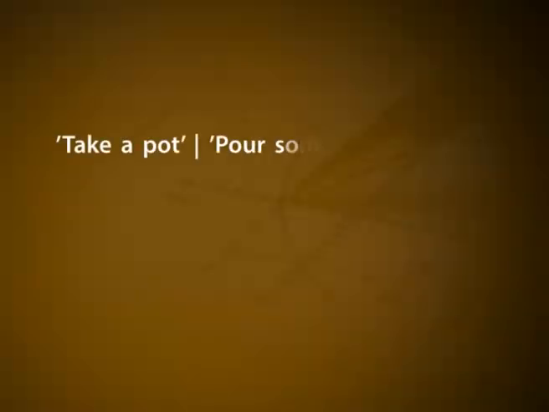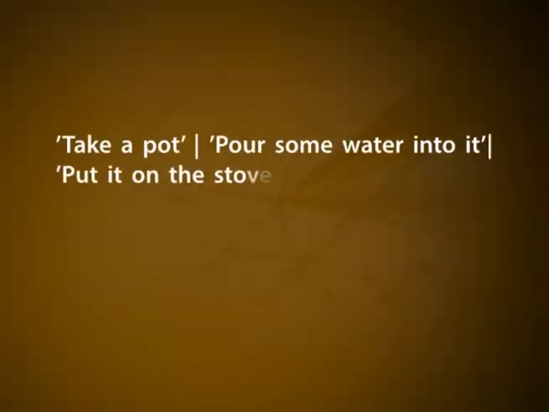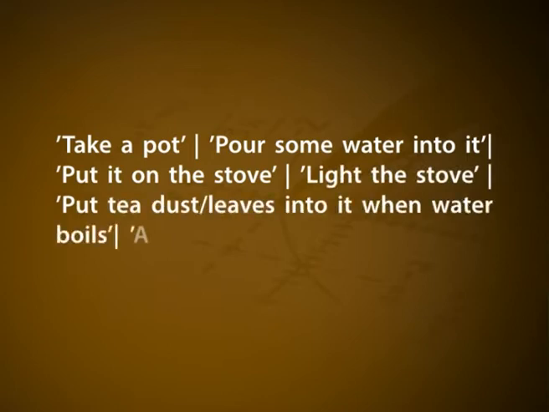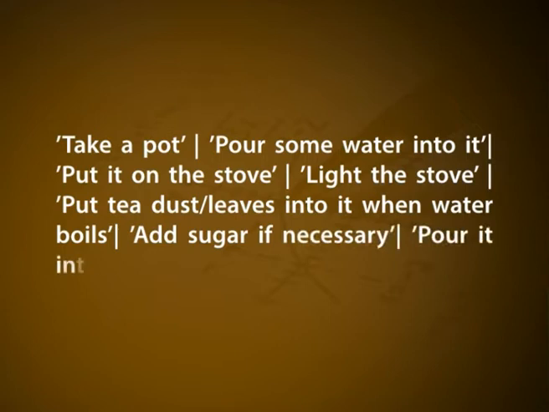The different steps like take a pot, pour some water into it, put it on the stove, light the stove, put tea dust or leaves into it when water boils, add sugar if necessary, pour it into a clean glass, etc. are the different steps. Any change in the order of these actions may take you away from getting tea.